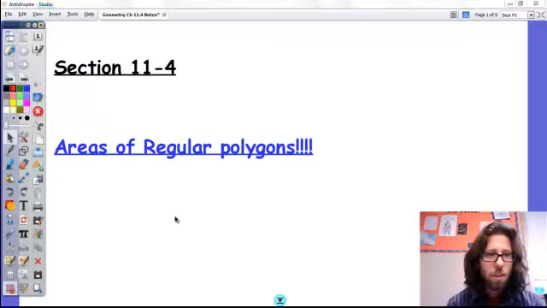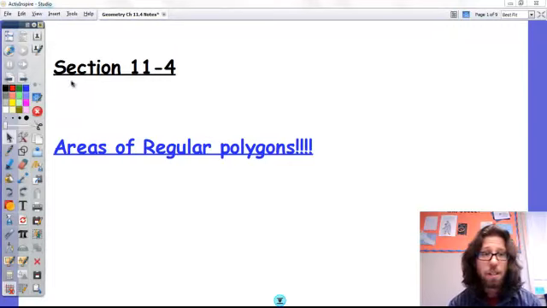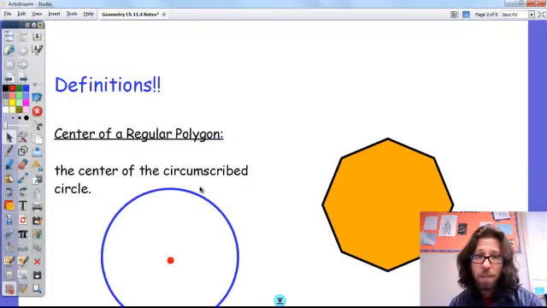Alright, so here is our tutorial on section 11-4, the area of regular polygons. Okay, so we're going to start out with some definitions.